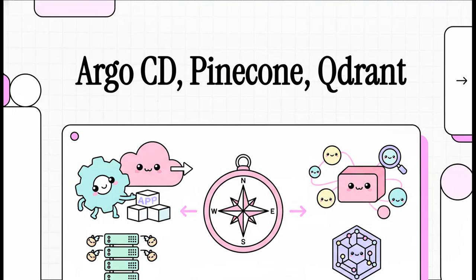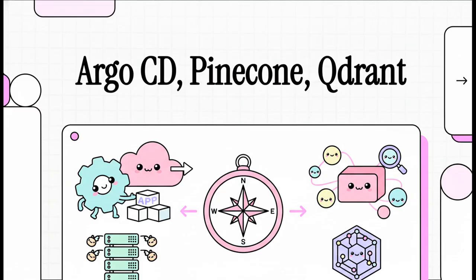Welcome back. So today we're going to dive into three really powerful tools: Argo CD, Pinecone, and Qdrant. Now, you hear these names thrown around a lot, sometimes in the same sentence, but here's the thing: they solve two totally different problems. In the next few minutes, we're going to give you a super simple framework to figure out which one, if any, is the right fit for you.